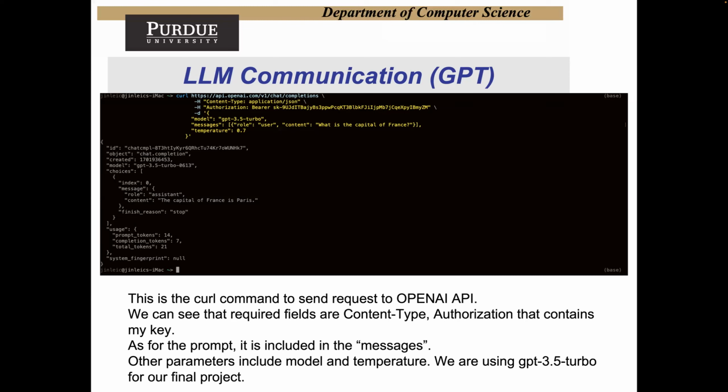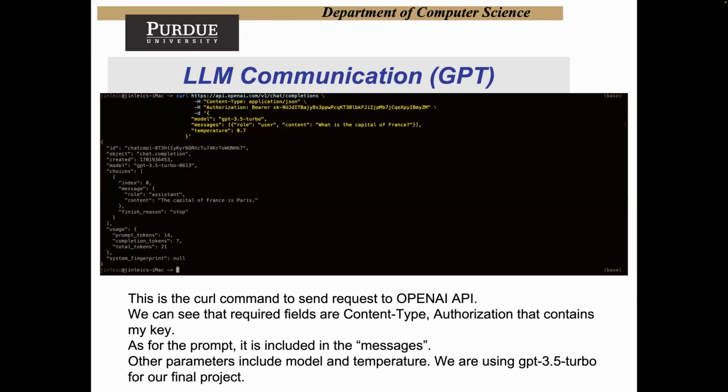And actually, you need to update your keys in real time so that it won't be disabled by OpenAI. As for the prompt, it's included in the messages, and the role is user. The content is, for example, what is the capital of France? Then, as shown below, this is the output for the curl command.